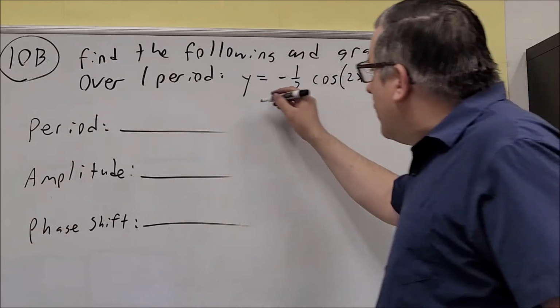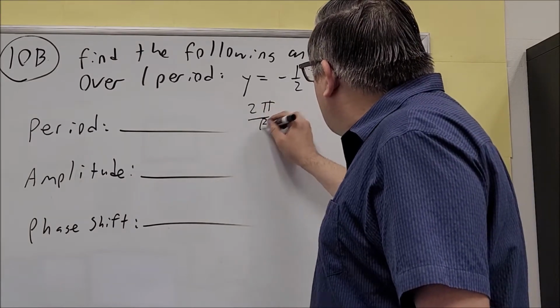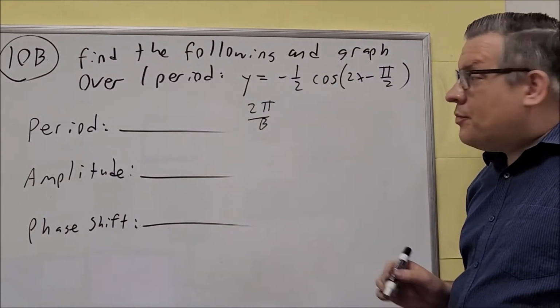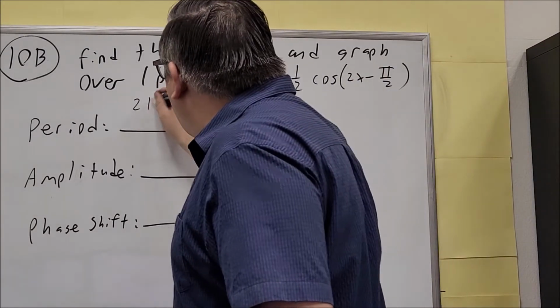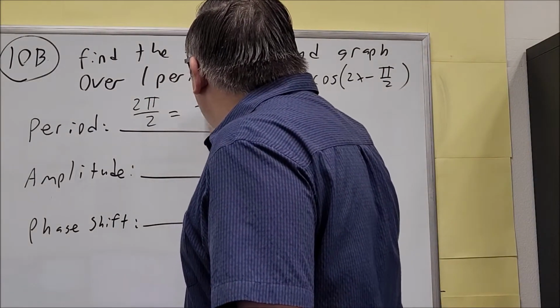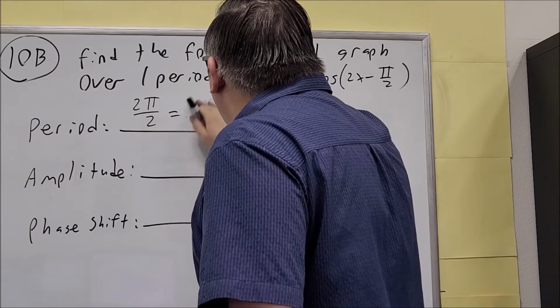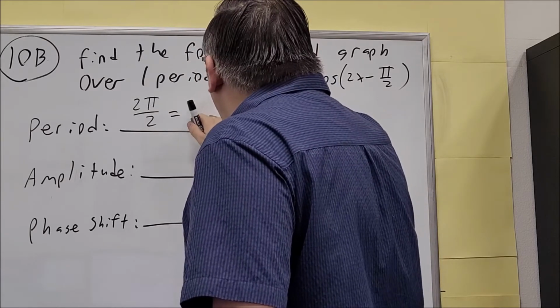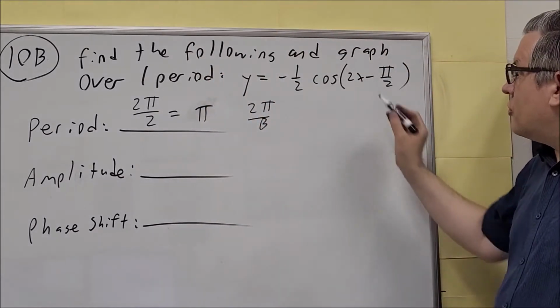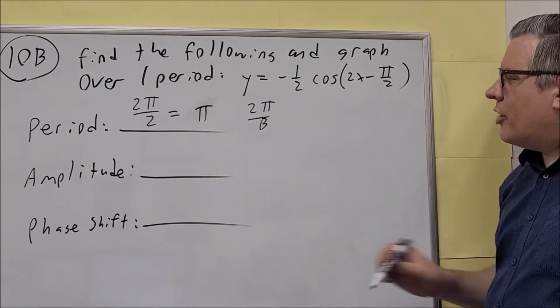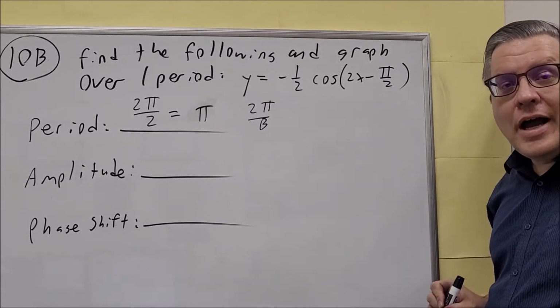The formula, again, for this is 2 pi over b. The b is the number in front of the x. So for this problem, we're going to do 2 pi divided by 2, and we just get 1 pi for that one. So it's always 2 pi divided by the number in front of there. So in this case, our period is pi.